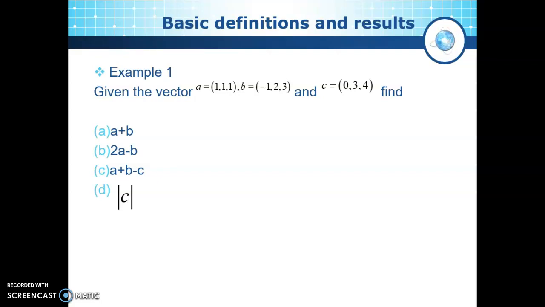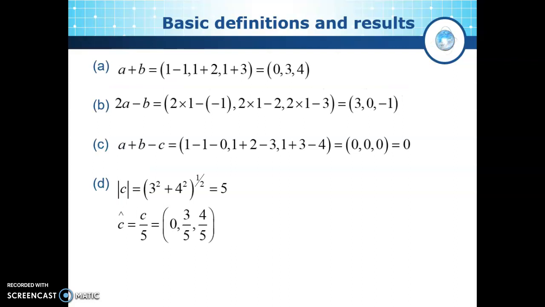Simple, right? You just add like this. Because this is a vector, the answer D can be written as A1 plus B1, A2 plus B2, A3 plus B3. So you get the answer. Okay, so A plus B minus C is a zero vector.